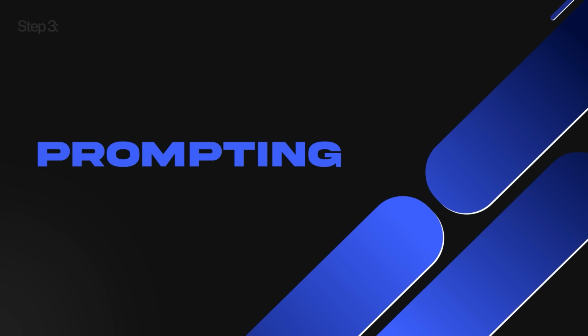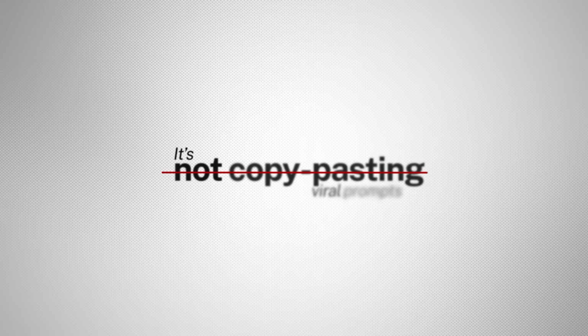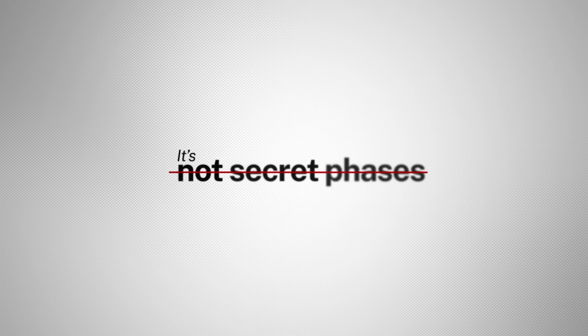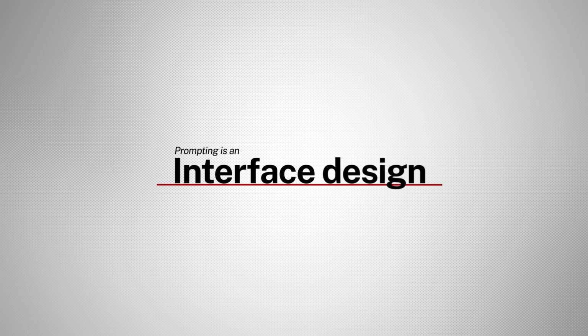So now let's talk about prompting. And I'm going to be very honest here because this is one of the most misunderstood parts of AI engineering. Prompting is not magic. It's not copy-pasting viral prompts. It's not secret phrases. Prompting is interface design. You're building an interface between your application and a probabilistic system. And that interface needs to be predictable, testable, and robust.